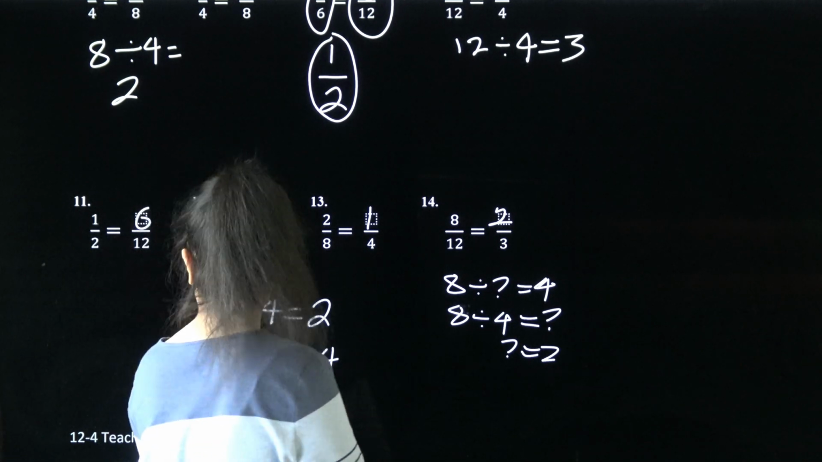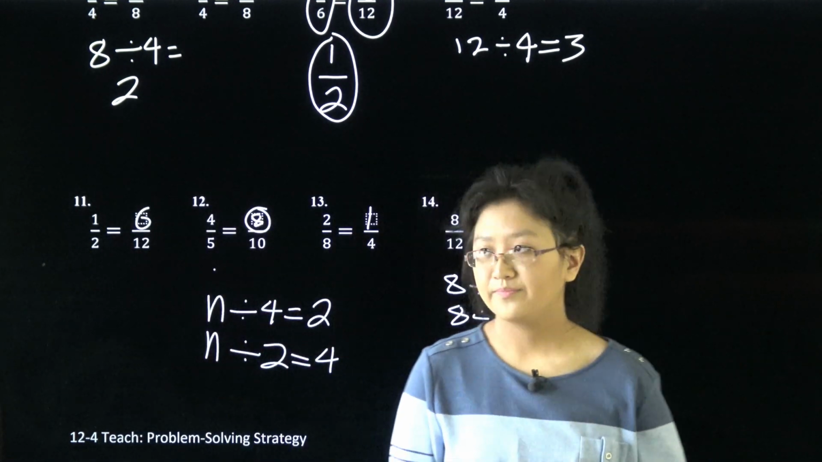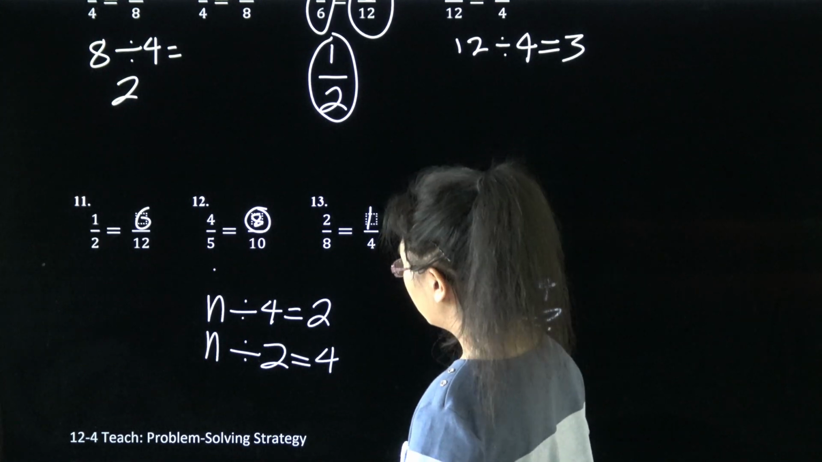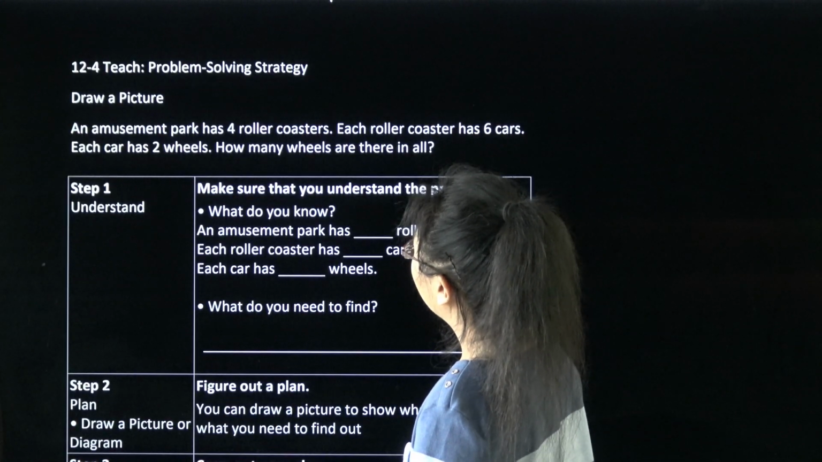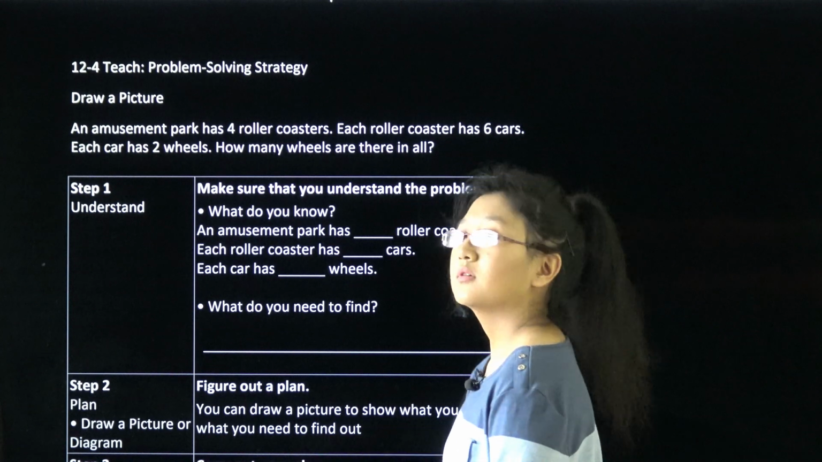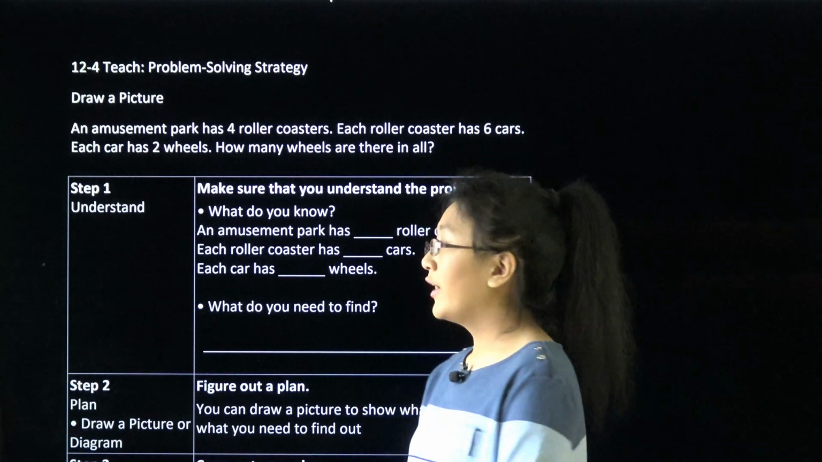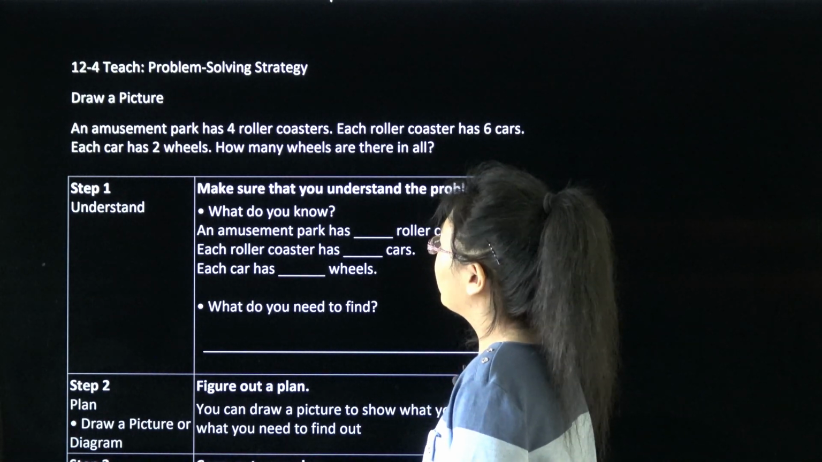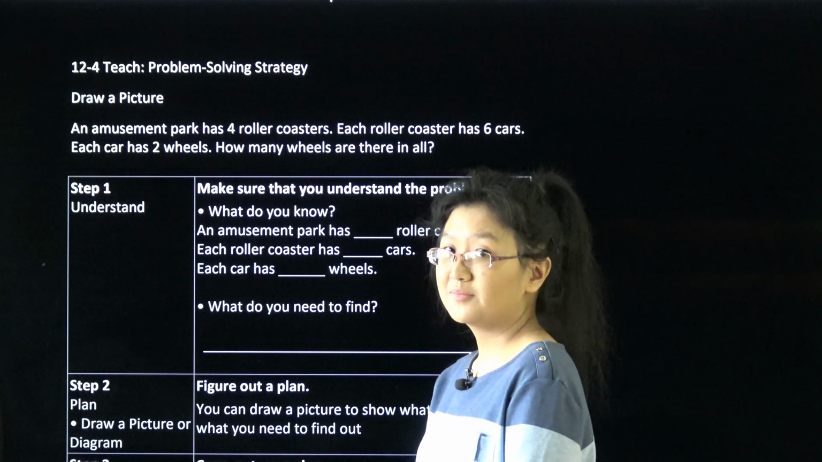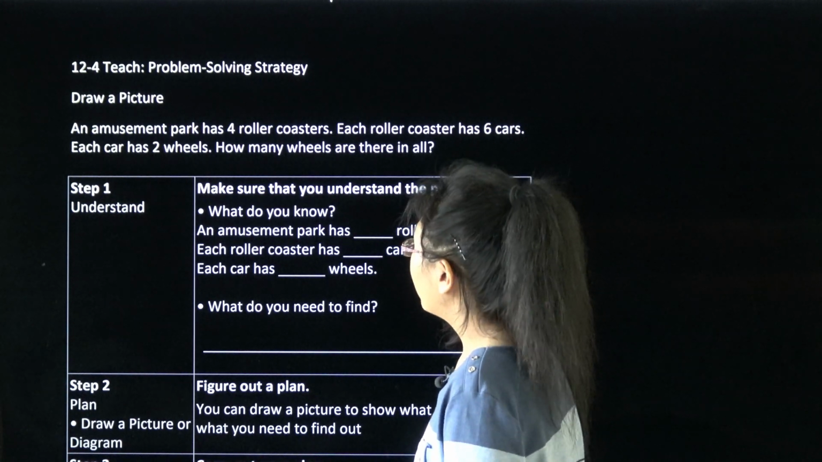We're done that section now. Now we're on the fourth section, where I'll be teaching you about a problem-solving strategy called drawing a picture. Now, I don't personally like this problem-solving strategy, but it works. There's other ways to do it though.